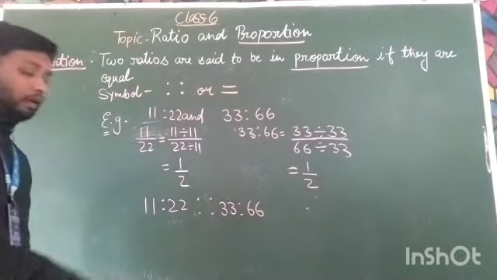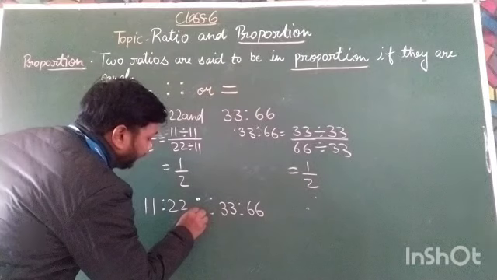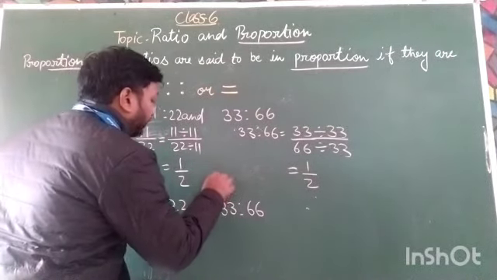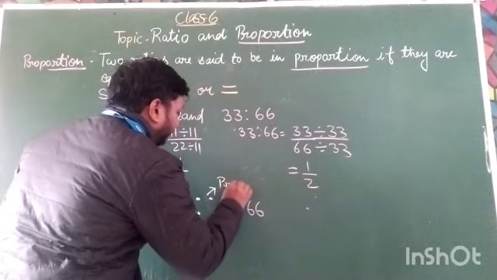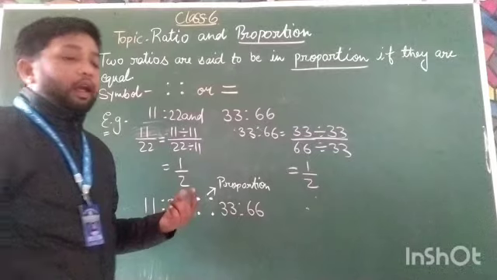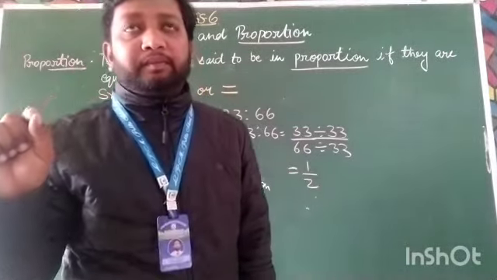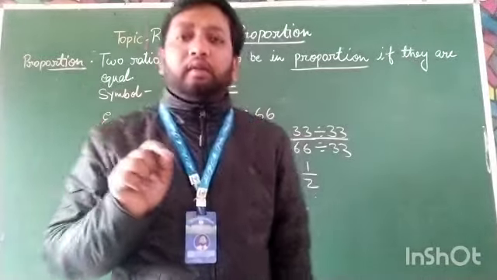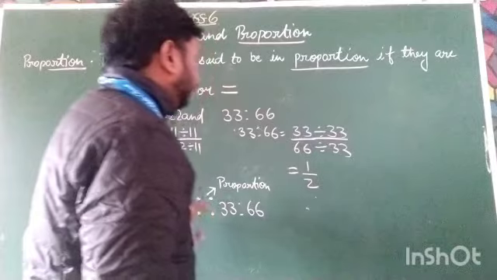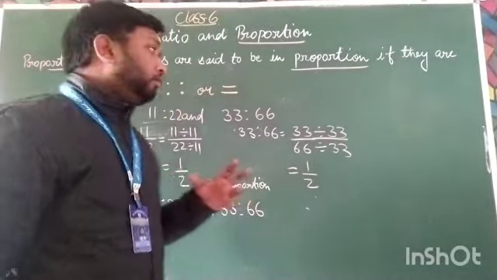So here we can say that 11:22 is in proportion to 33:66. This is what we got, and this symbol is known as the symbol of proportion. The symbol is made of four dots that form a square. This is how proportion looks.